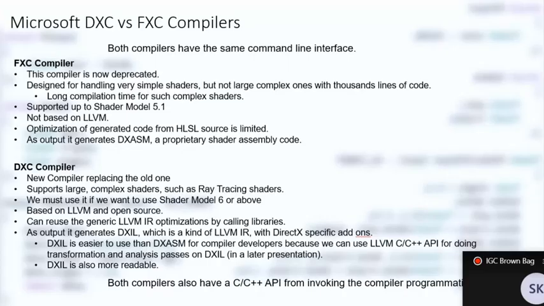DXIL is easier to use than DXAssembly for compiler developers because we can use the LLVM C++ API for doing transformation and analysis passes on DXIL. We're going to cover that in a later presentation. DXIL is also more readable than DXAssembly because it is based on LLVM IR, which we have learned about in the previous several lessons. Both of these compilers also have their own C++ API for invoking the compiler programmatically.